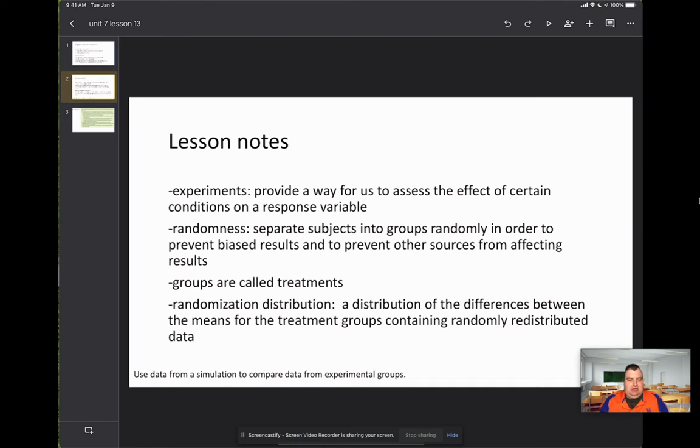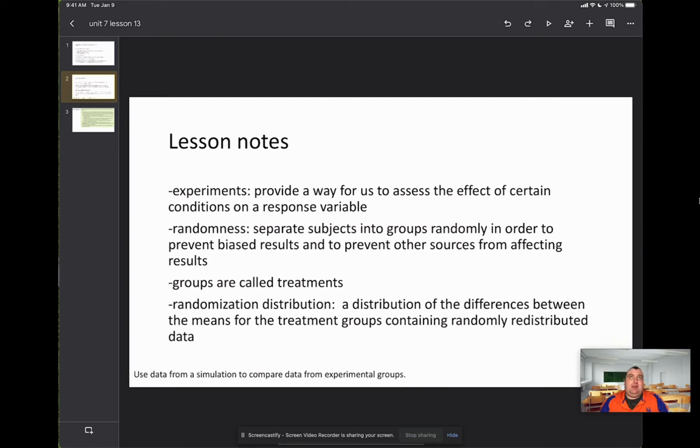In this particular lesson, we're going to talk about experiments, more about experiments. We already know what an experiment is, but we know that an experiment is the only way we can actually prove or disprove a cause and effect relationship. And as it says here, an experiment provides a way for us to assess the effect of certain conditions on a response variable.